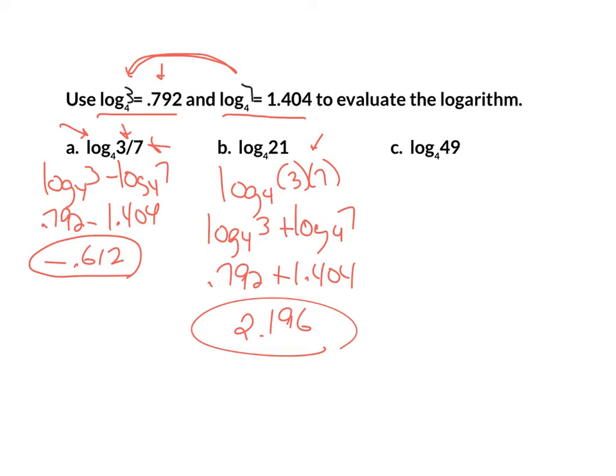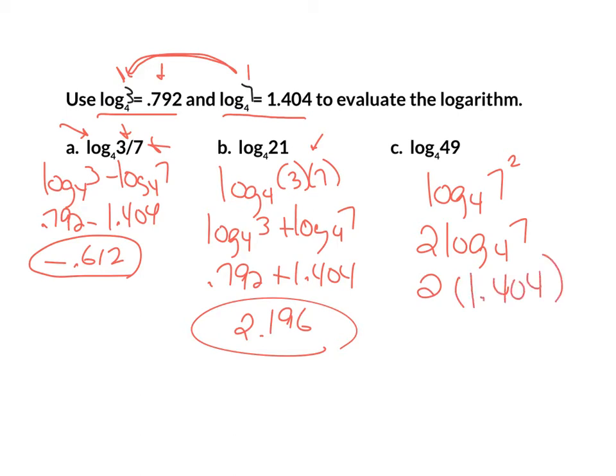And the last one, part C, log base 4 of 49. 49 is really 7 squared, and the reason I wrote it like that is because I have to use either a 3 or 7. That's all I know. Remember where the exponent goes. The exponent ends up in the front always, and it just uses multiplication. So I'm going to do 2 times log base 4 of 7, which I know from the directions is 1.404. If I multiply that by 2, I get 2.808. All there is to it.